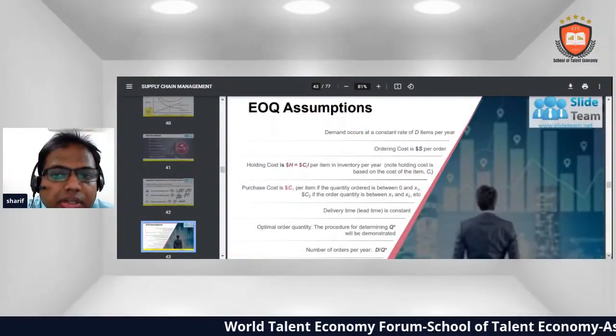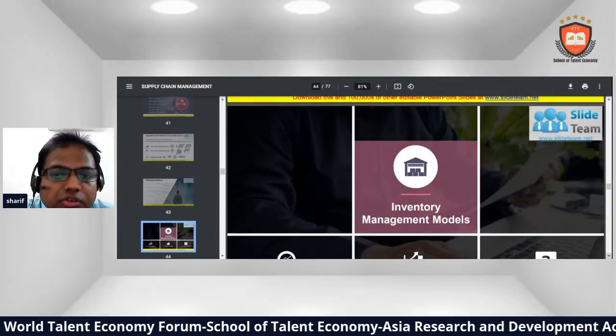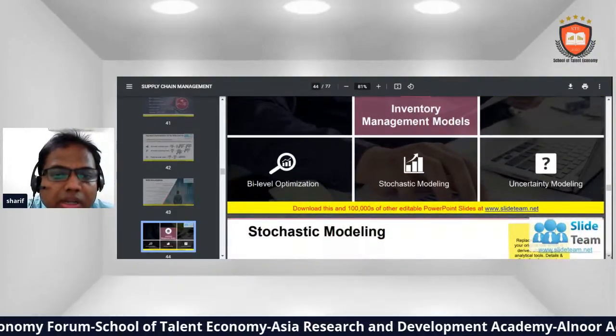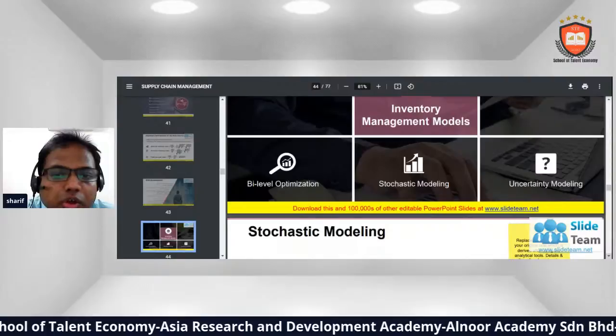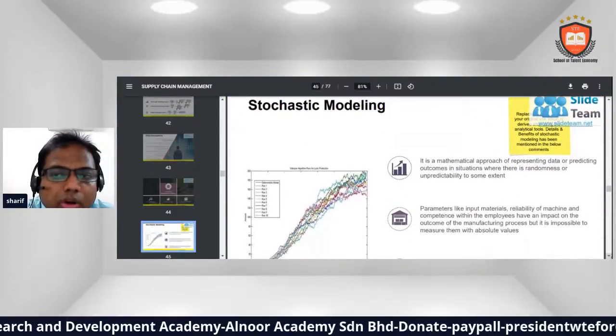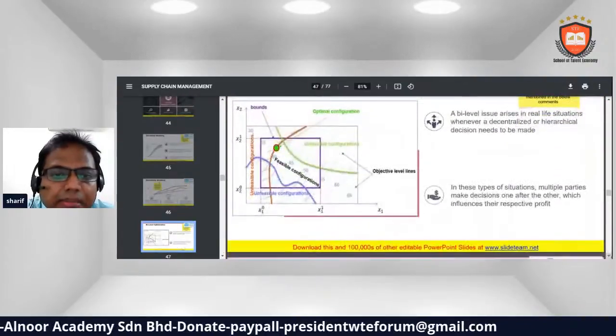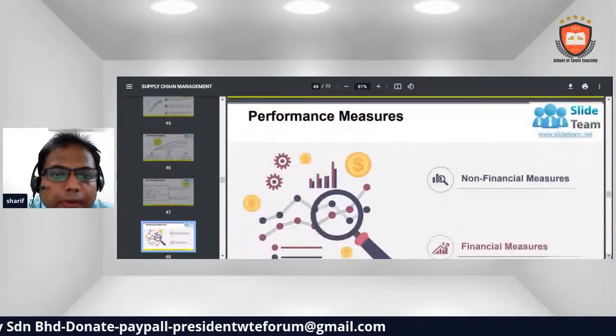EOQ assumption cost, which is very important in this COVID-19 situation. Inventory management models like buy level optimization, stochastic modeling and uncertainty modeling. Stochastic modeling: there are a lot of uncertainties, and by optimization we can manage them.